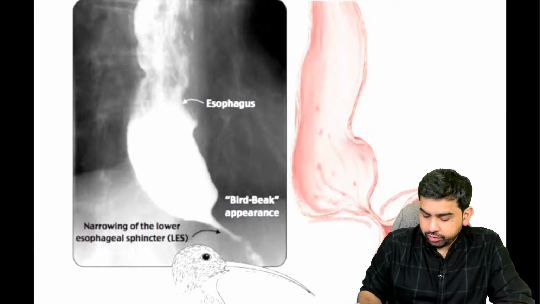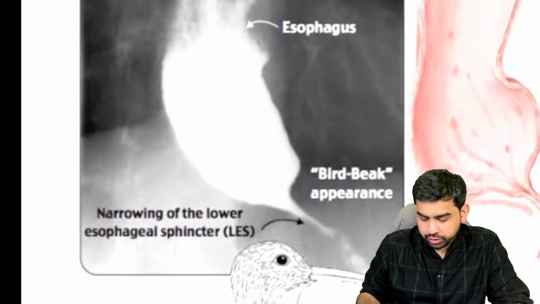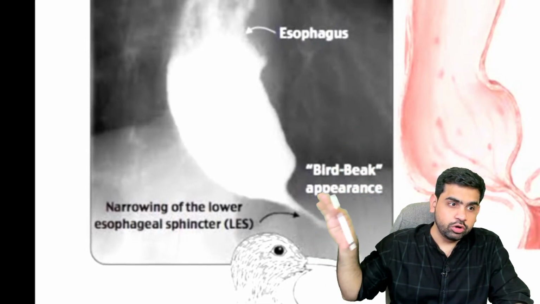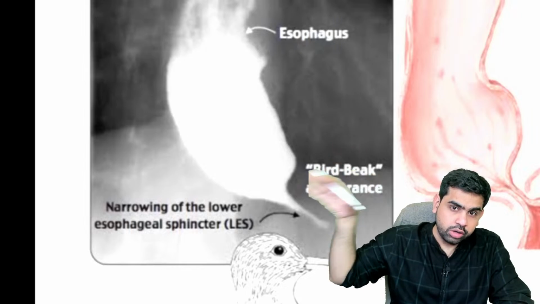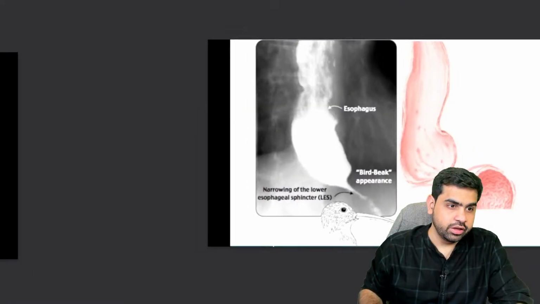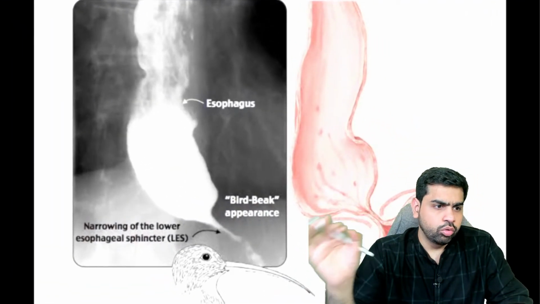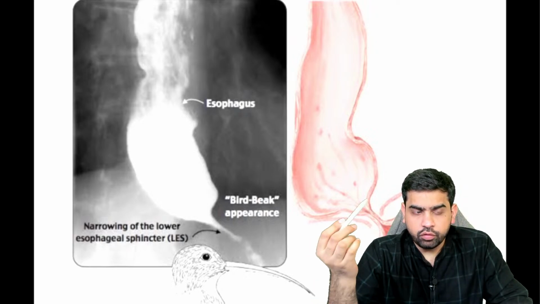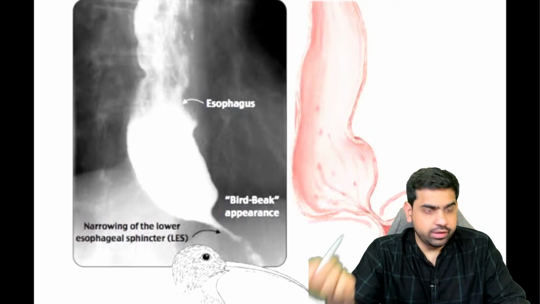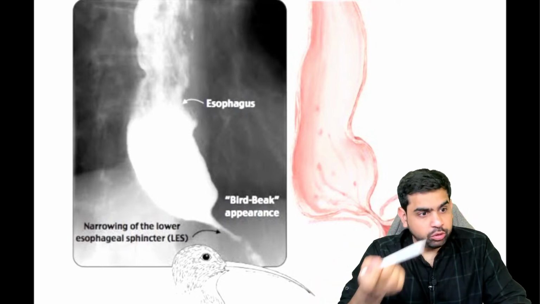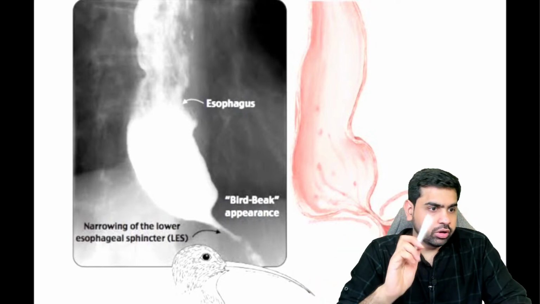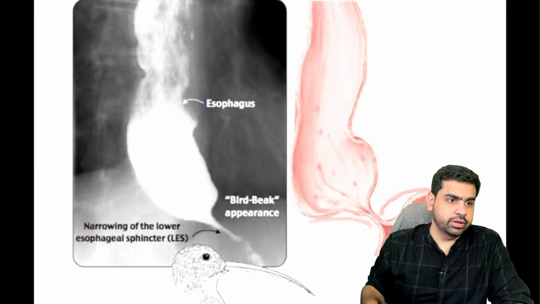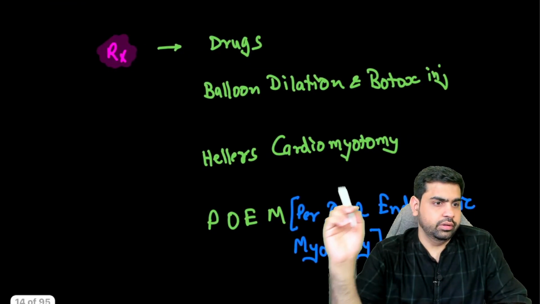I'm pretty sure that you know about this. This is a very simple image, which on the barium swallow shows the bird's beak appearance and the rat tail appearance. Okay, so gold standard, no. For achalasia cardia, the gold standard is definitely high resolution manometry. Based on the manometry, you diagnose it. Biopsy does not have much of a role in this. Okay, right.